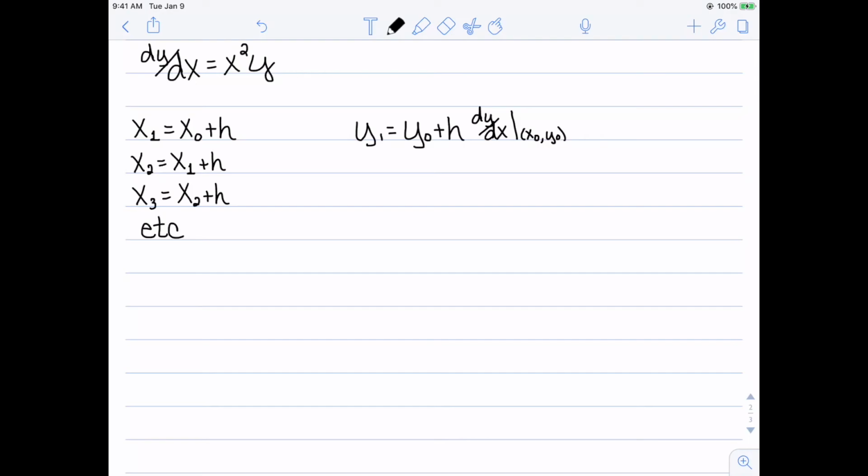For y1, we would have y0, which we're given, plus h times dy/dx evaluated at x0, y0. So in this case, that would mean y0 plus h times x0 squared times y0, since that's what the differential equation tells us: square x and multiply by y. For y2, we would have y1, the previous value for y, plus h times x1 squared y1. So we keep just using the previous point to find the next one.